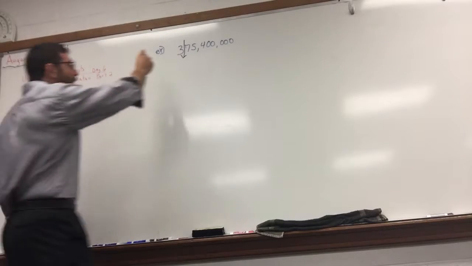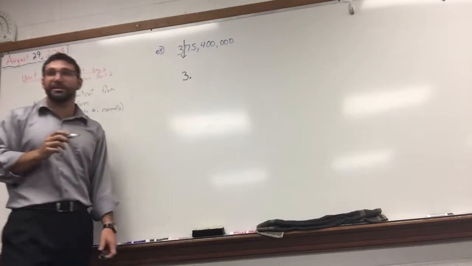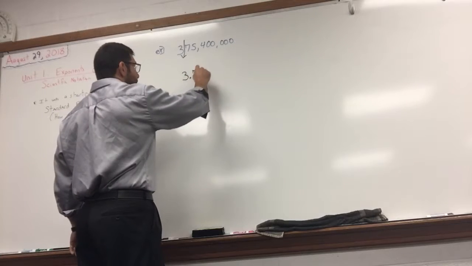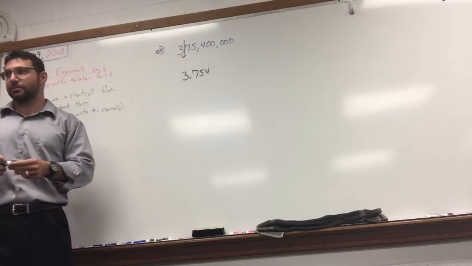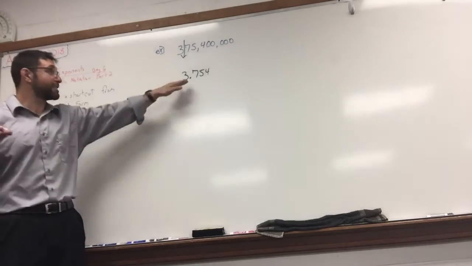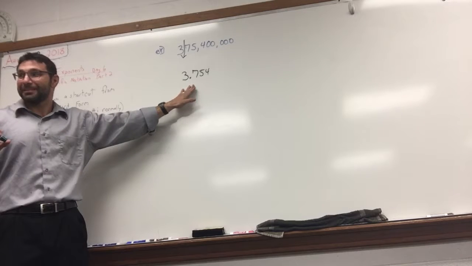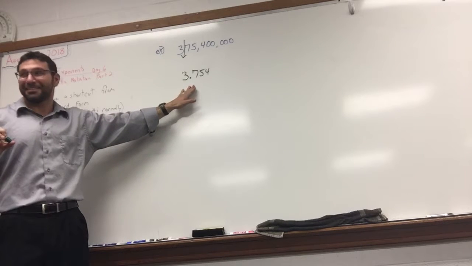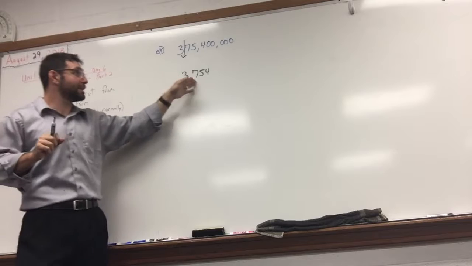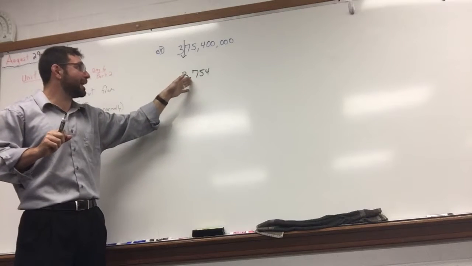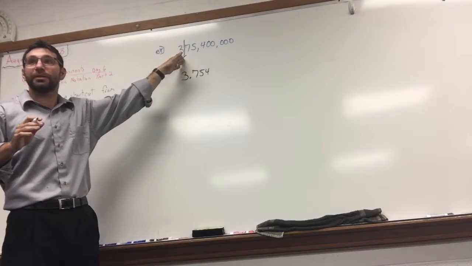Once I do that, I need to keep all of the numbers that aren't 0. So I'm going to keep 3. Where my line is where my decimal goes. 7, 5, 4. I don't need any of the zeros. Who feels brave enough to try to say this number? Evan? 3 and 754,000. Very good. Tenths, hundredths, thousandths. 3 and 754,000. Excellent.